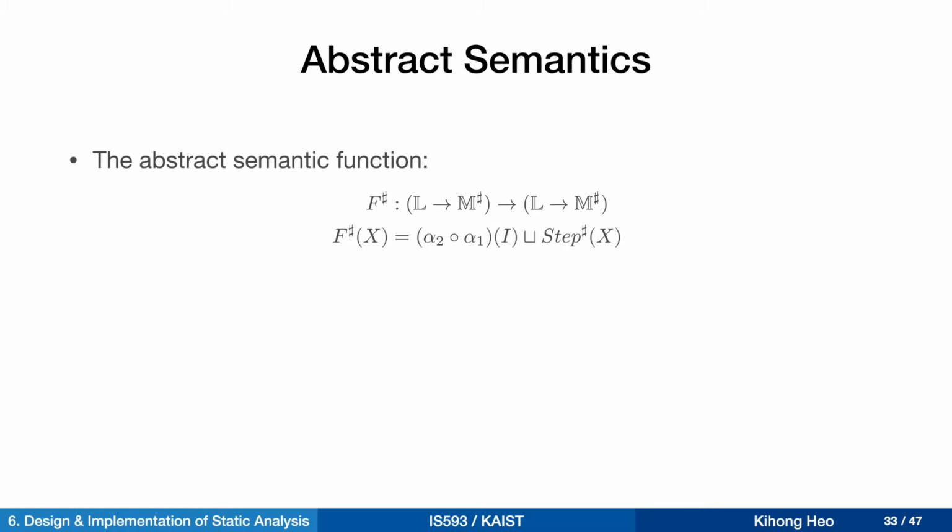Okay, let's define the abstract semantic function. That is structurally the same as the one for partitioning abstraction, right? But here we abstract the set of initial states with the composed abstraction function by alpha 1 and alpha 2. Okay, and then we use the abstract step function step sharp. Otherwise the structure is the same.